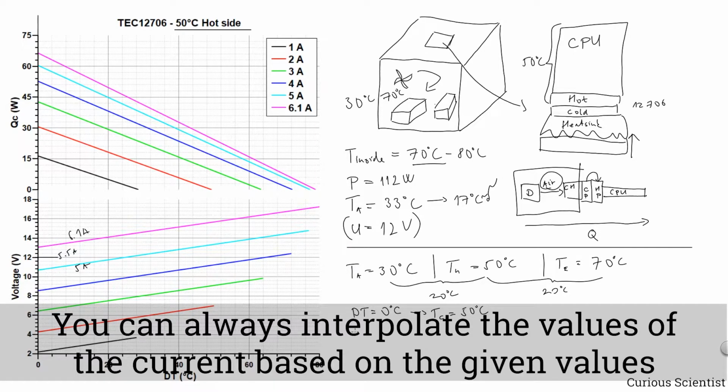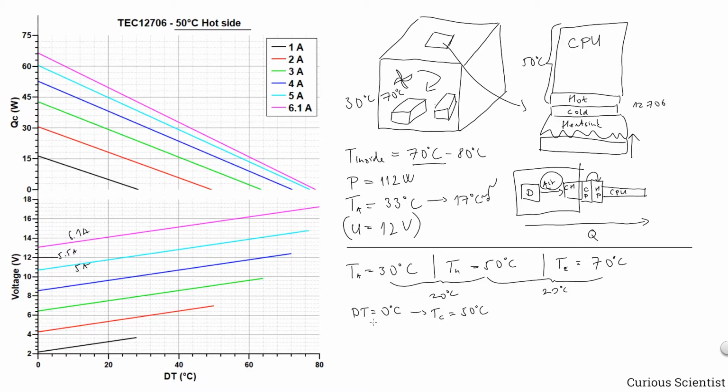So now we know that if we have DT equals 0 and U equals 12 volts, then the current will be 5.5 amps. And from this, we can calculate the power, basically just the product of this. And this is 66 watts. So this is one part of the rejected heat which appears on the hot side of the Peltier cooler and has to be removed by the CPU cooler. But we don't stop here.